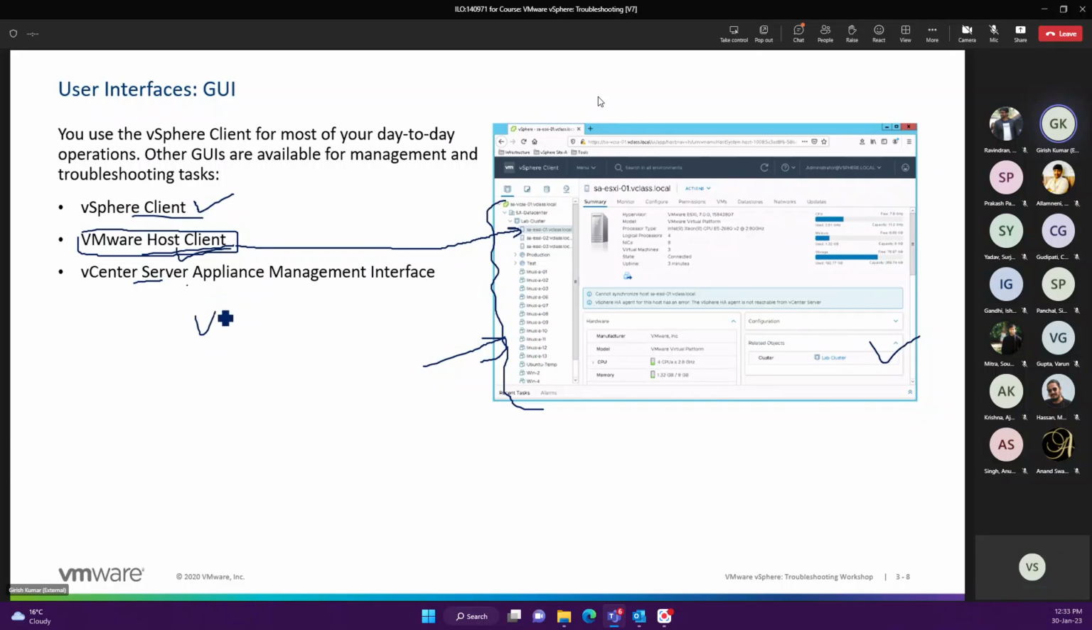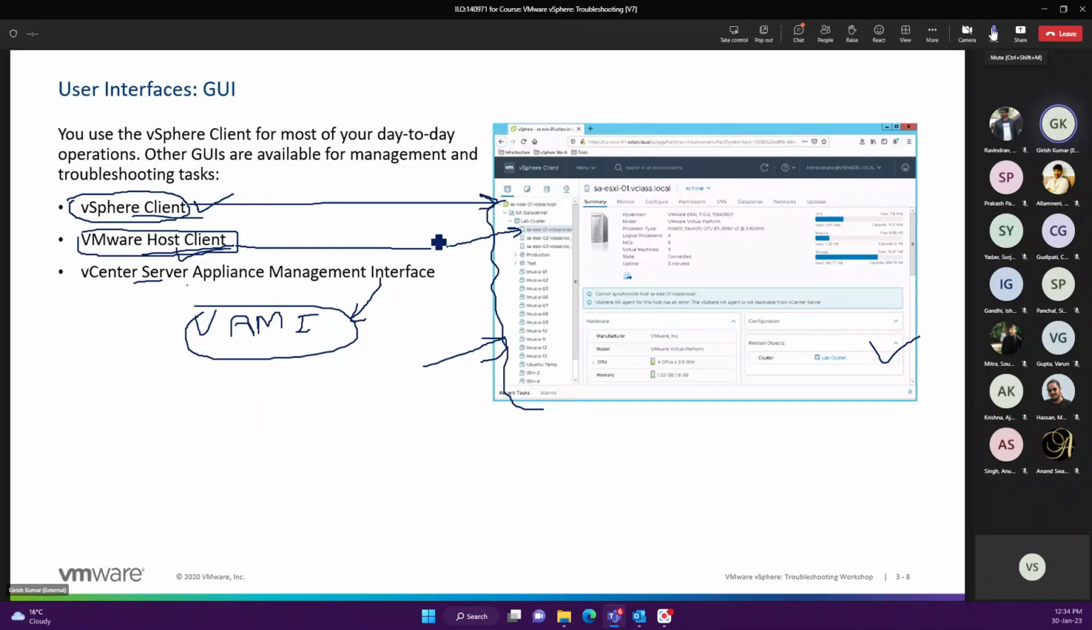The vCenter Server Appliance management interface. How can I access this interface? Anyone? Yes, I hope everyone knows. You're working every day with vSphere, this is what you use often. How can we use this one? You have to put the vCenter name and port number 5480. Yes, right.